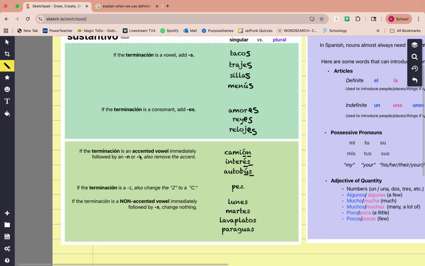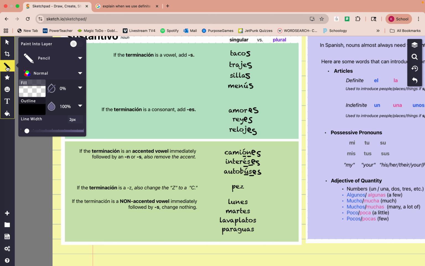If we have this situation with an accented vowel and then immediately an N or an S, we're still going to follow the rule of adding ES because the ending is a consonant. So we'll go ahead and do that. We have canciones, we have intereses, and we have autobuses. But in this specific situation, we also need to remove the accent.